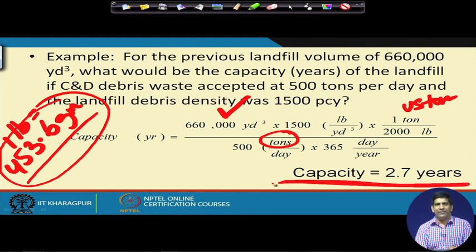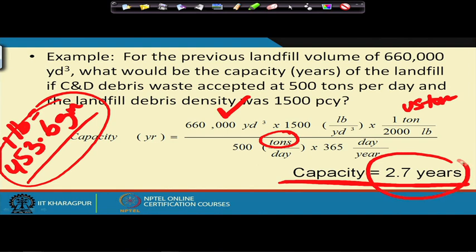Now 2.7 years, does it really sound ridiculous? Because what I have been saying so far is that we make landfills for 25 years, we make landfills for 30 years, and here I am coming up with a value of 2.7 years. This was done on purpose. The numbers that I chose, as I said, it's a hypothetical scenario. The number I chose was on purpose to illustrate this point.